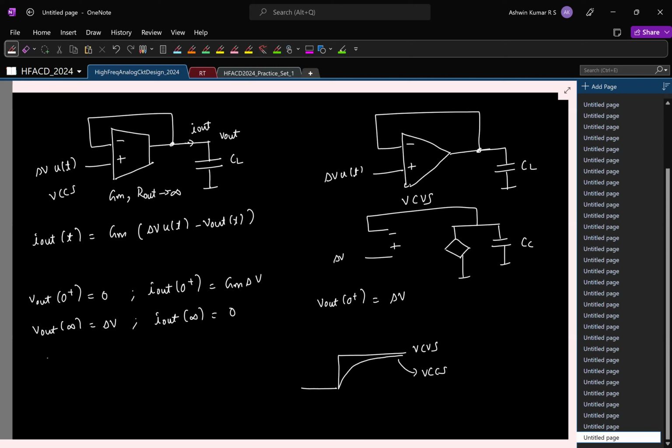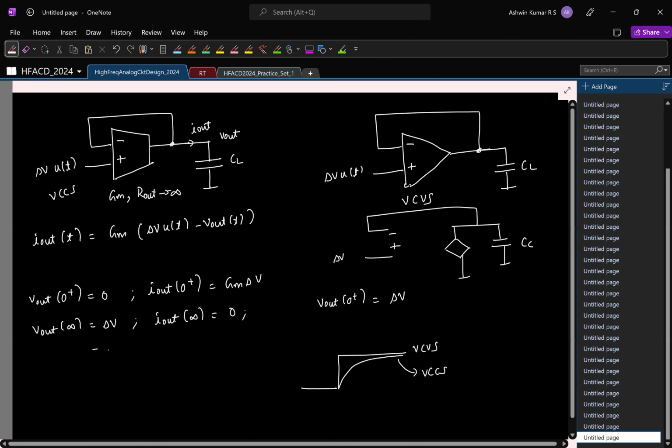So what is the time constant here? It is basically the capacitor times the resistor we see here. What is the resistance we see looking here? I mean, what is the resistance alone? If I call it Rx, what is Rx?